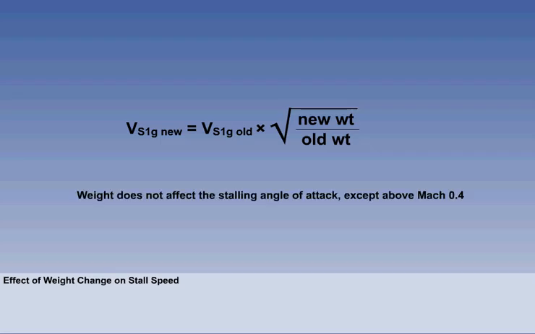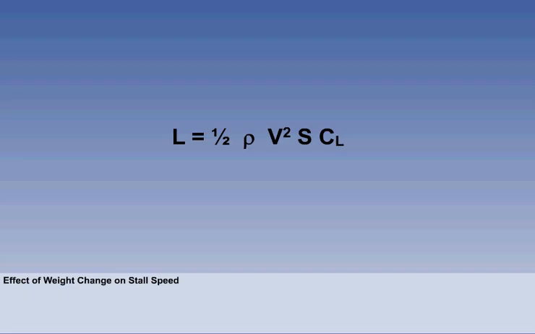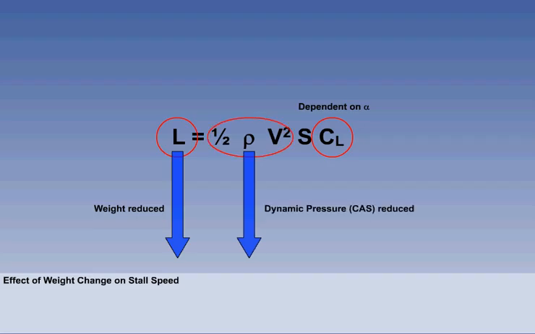The angle of attack at which the stall occurs will not be affected by the weight. This is provided that the appropriate value of CLmax is not affected by speed, which will only happen at speeds above Mach 0.4. To maintain a given angle of attack, say critical angle or alpha CLmax, in level flight, if the weight and therefore the lift required is changed, it is necessary to change the dynamic pressure. In other words, the CAS.